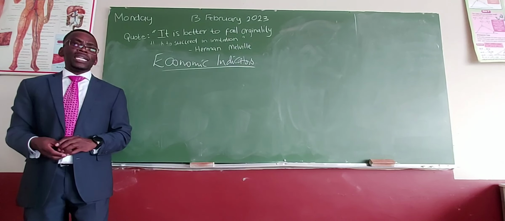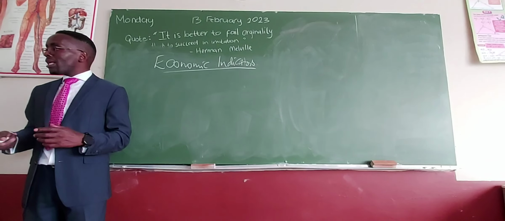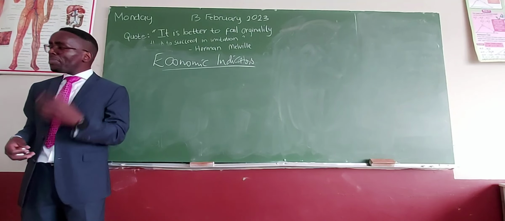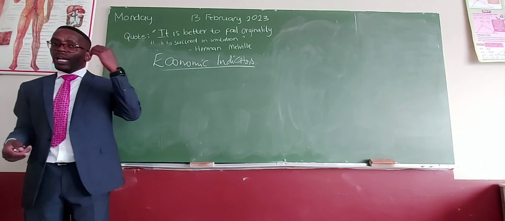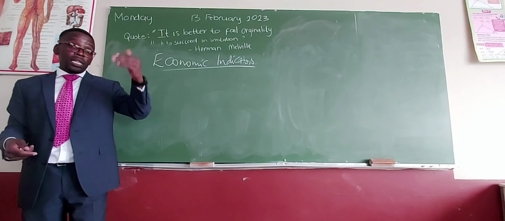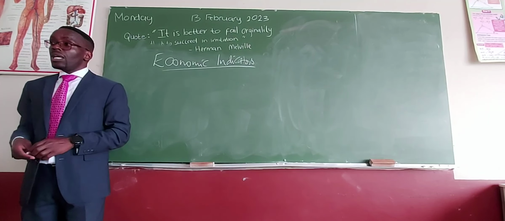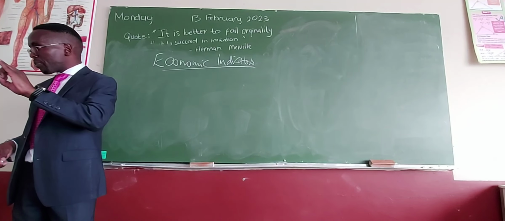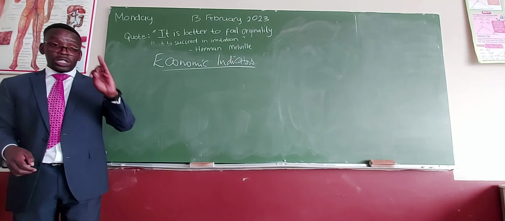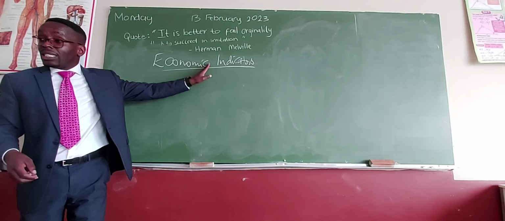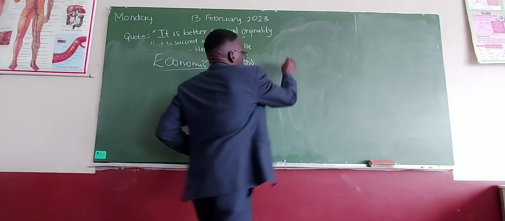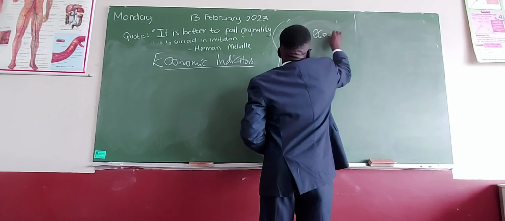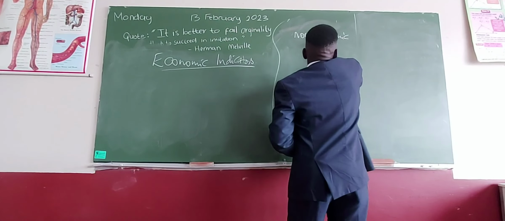Now, an indicator is anything that communicates some economic information, or that tells us something about how the level of economic activity is on the real ground. Is that correct? In this case, we generally have two types of indicators. We have what are called economic indicators, and we have the other ones that are called non-economic indicators.